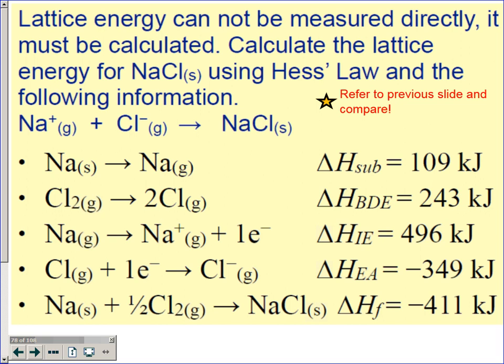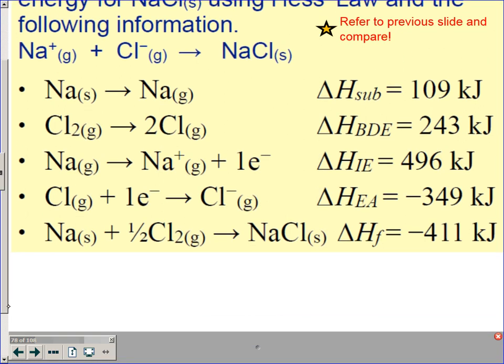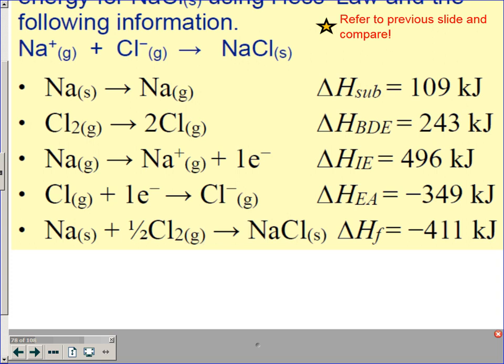You're given the BDE, bond dissociation energy, of diatomic chlorine to form singular monatomic chlorine, IE, ionization energy, EA, and what's HF? Formation, right? The definition of formation is formation of 1 mole of a solid product from its elements in their elemental states. So basically what we want to do is solve for lattice energy, which is the reaction representing lattice energy?